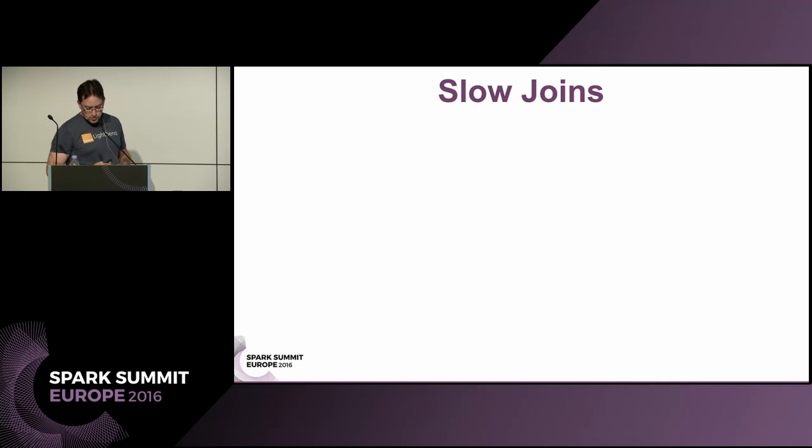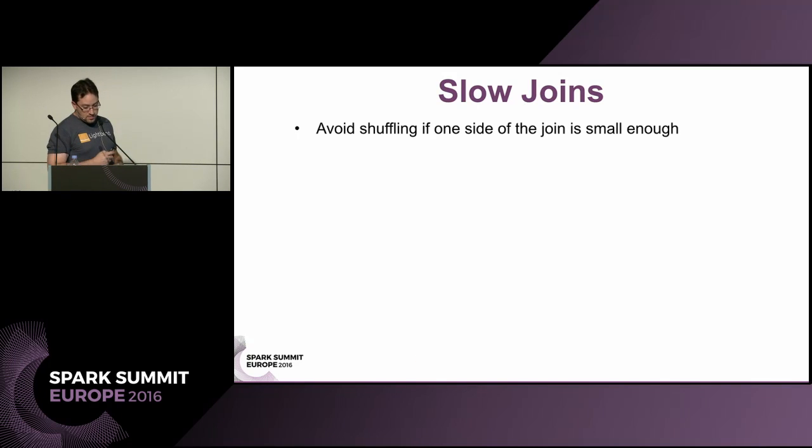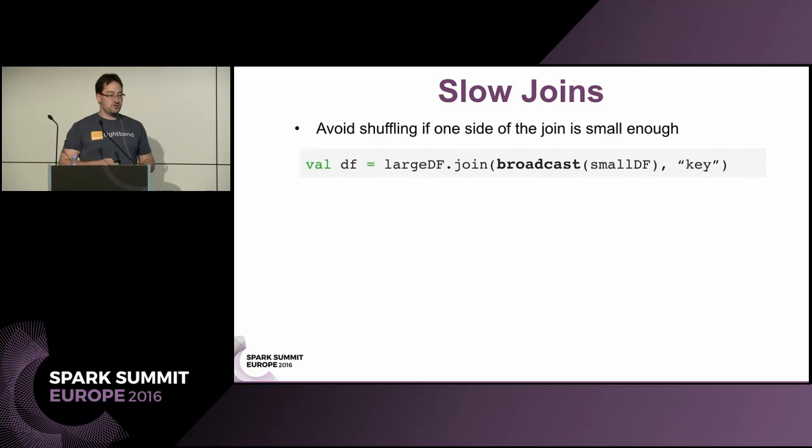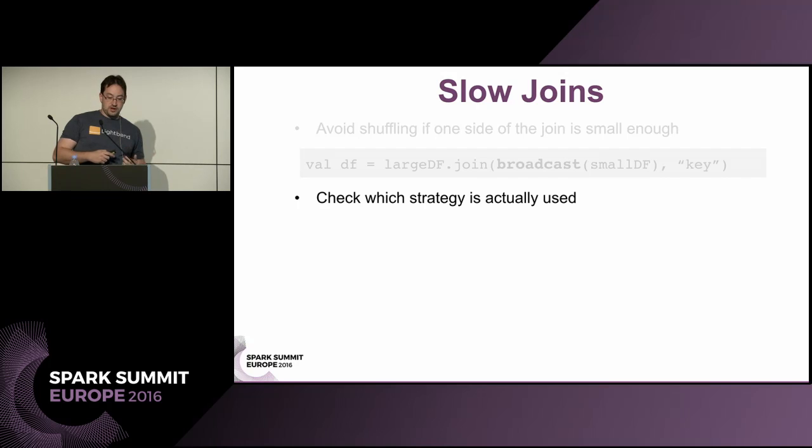So as far as slow joins go, you can avoid shuffling whenever you're joining 2 data sets. What you want to do is avoid shuffling if one side of the join is small enough. You can do that by providing a hint and saying, my small data frame, I want to mark it as broadcast. And what's going to happen is it'll be a broadcast shuffle, but we want to make sure that's actually the case.